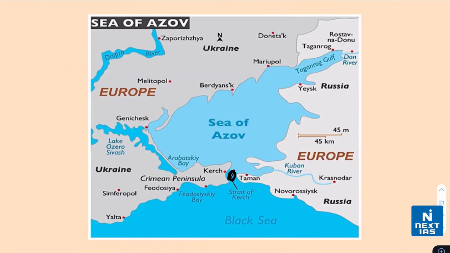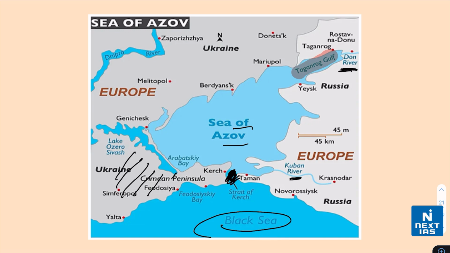Moving on, if we see the Sea of Azov, here we have the Taganrog Gulf, and this is the Don River, as we have discussed earlier. The Don River and the Cuban River emerge from Russia and empty into the Sea of Azov. And here we have the Kerch Strait, which connects the Sea of Azov with the Black Sea. This portion is the Crimean Peninsula, which was annexed by Russia in 2014. And here we have the European region.